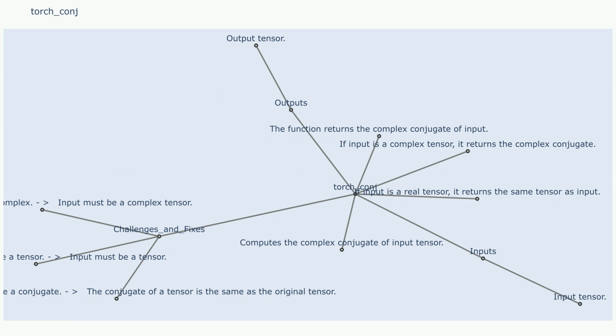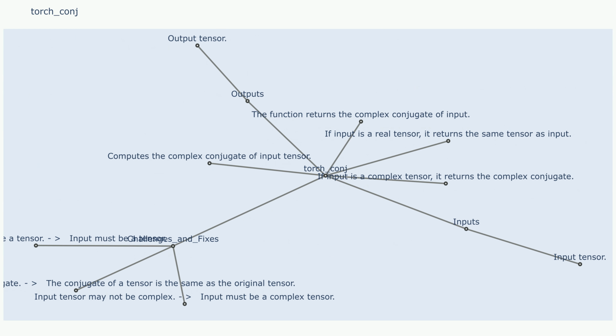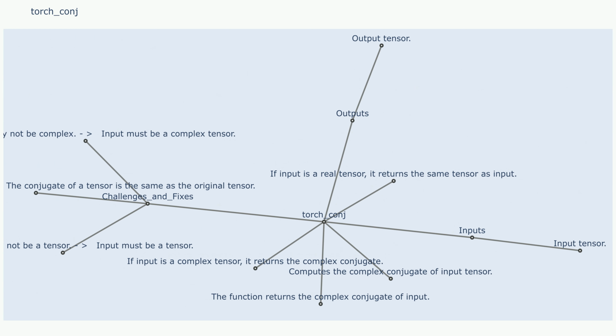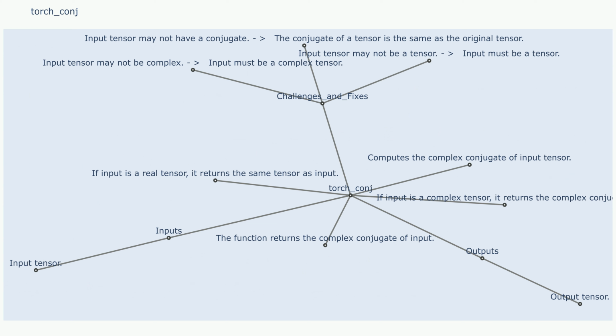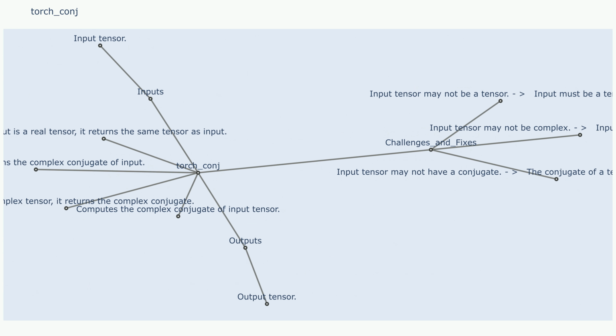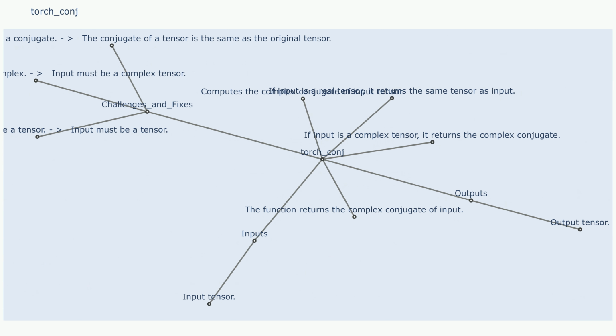Outputs. Output 1: a tensor with the same shape and data type as the input tensor, but with the complex conjugate of each element. Steps. Step 1: for each element in the input tensor, it calculates its complex conjugate. The complex conjugate of a number a + bi is a - bi, where a is the real part and b is the imaginary part. Challenges and fixes.